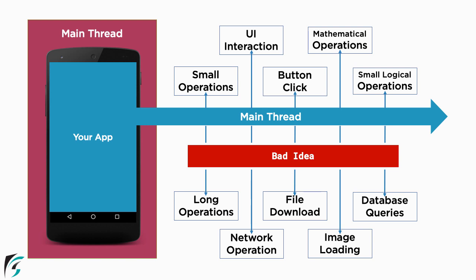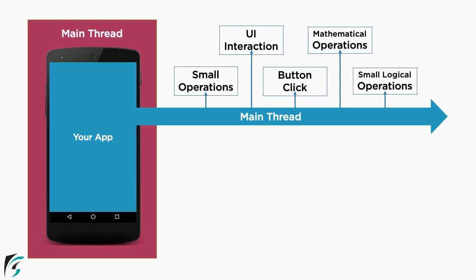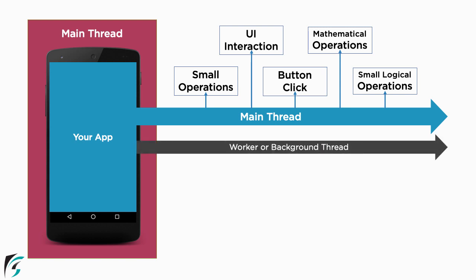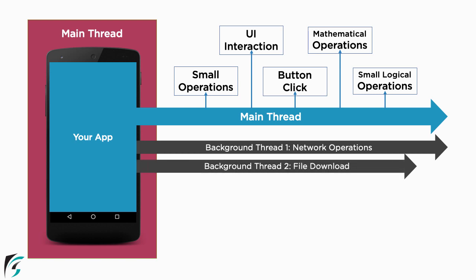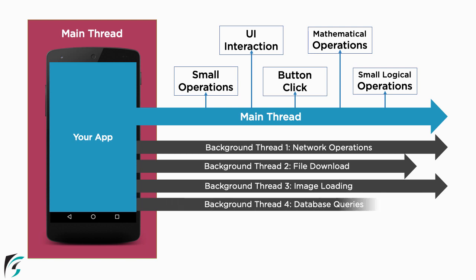To counter this situation, we have a solution. Instead of using the main thread, we can create a worker thread or the background thread. And on this worker thread, which is also known as the background thread, we can run heavy operations. We can create a thread to perform some network operations. We can create another background thread to download or upload a file. Similarly, we can launch more background threads to load images or to perform some heavy database operations.